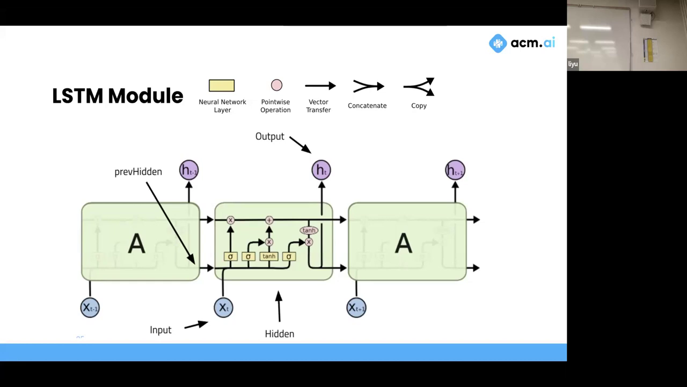Anytime we have two lines coming together, we're concatenating the vectors. That's just vector transfer. Anytime we diverge, we're just copying the vectors, or copying the tensors, into two.